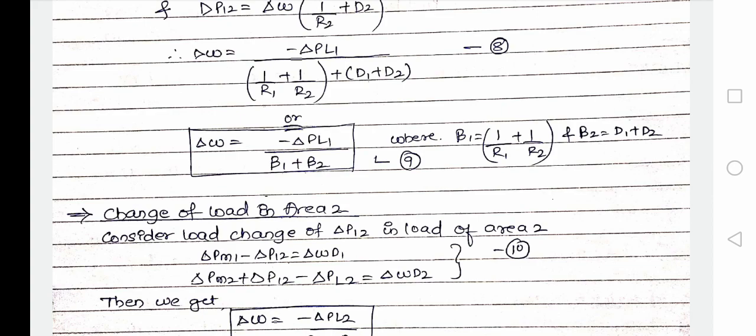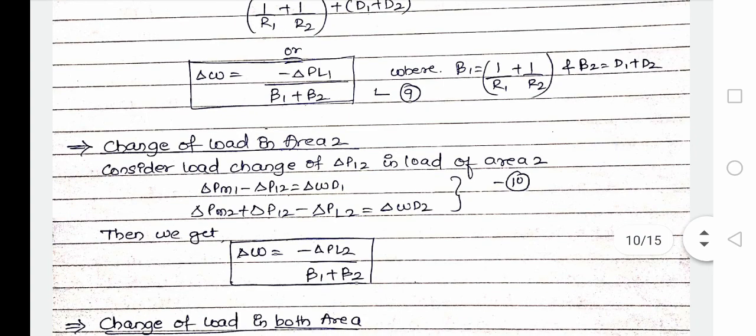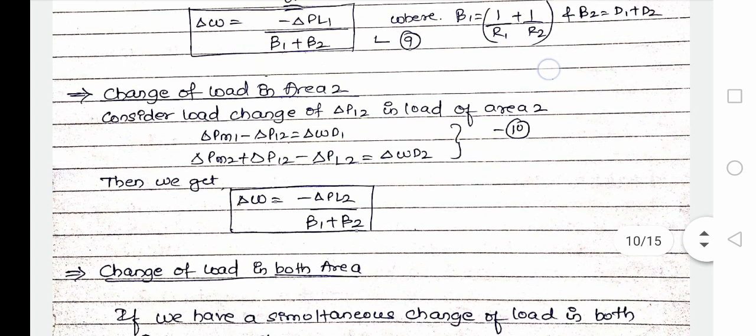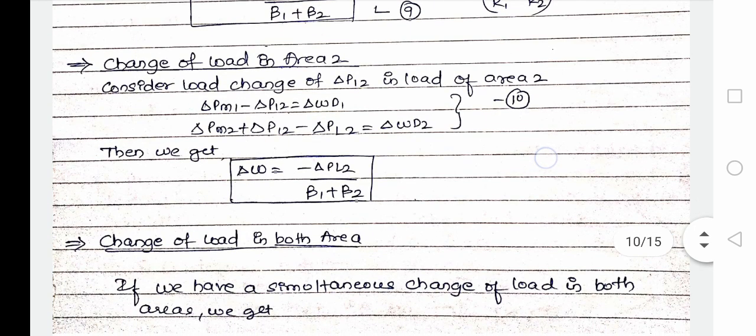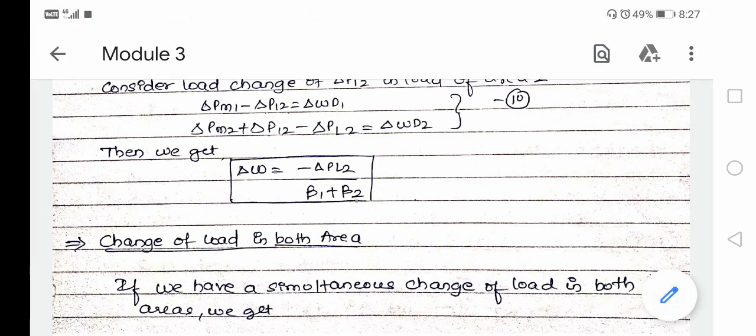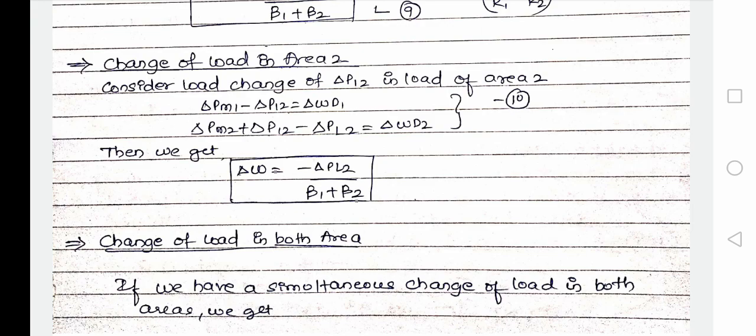Beta 1 is what? 1 divided by R1 plus 1 divided by R2, and here beta 2 is D1 plus D2. This is for change in area number 1. Similarly, directly you can write the equation for change in the load for area number 2. Here, consider the load change as delta P12 in area number 2. So delta PM1 minus delta P12 is equal to delta omega D1 is the first equation, and delta PM2 plus delta P12 minus delta PL2 is equal to delta omega D2 is the second equation.